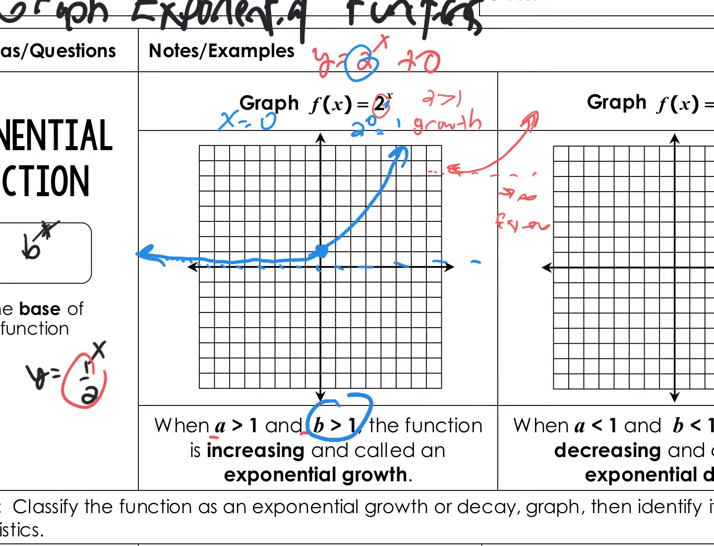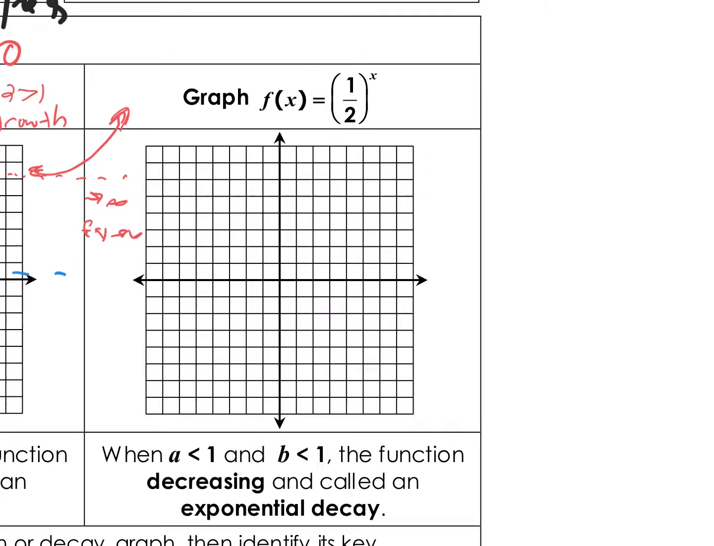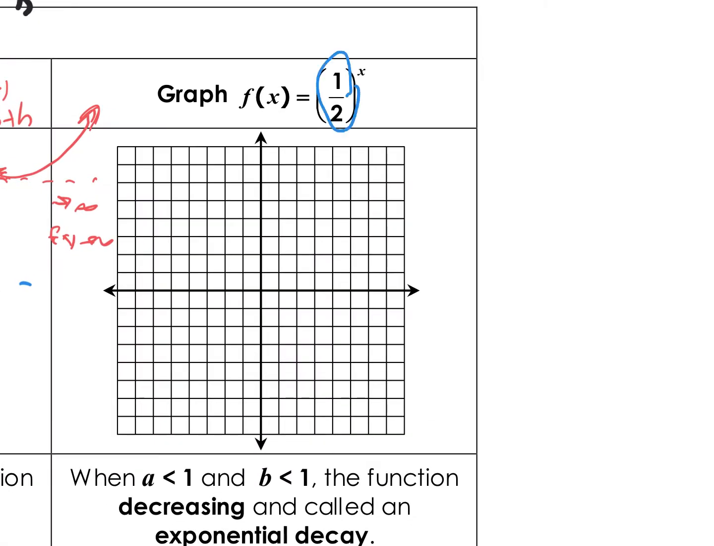So when b is greater than 1, we call it exponential growth, and it's increasing as I go to the right. If b is less than 1, 1/2 is less than 1, it's going to be a decay. Also, take a look at this, f of x is 1/2 to the x plus 0 again. That means it doesn't go up or down. It never shifts up. It never shifts down. So horizontal asymptote at the x-axis.